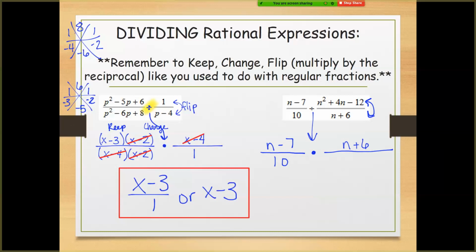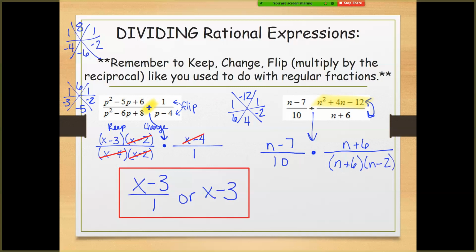But when I go to move the numerator to the denominator, I know the n squared plus 4n minus 12 is probably going to factor, so I'm going to factor it before I move it. So in my asterisk, I have 1, 1, 4, and negative 12. Two numbers to multiply to give us negative 12 and add to give us 4. So those two numbers would be 6 and negative 2. So n plus 6, n minus 2. So I factored it when I flipped it.